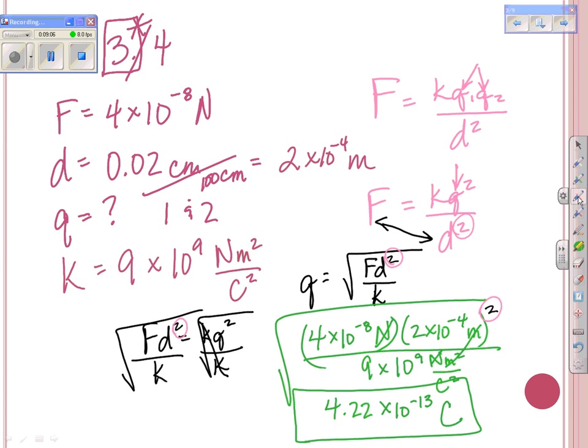So you will have to take 2 times 10 to the negative 4 squared times 4 times 10 to the negative 8, and then divide it by 9 times 10 to the ninth. After you take the square root of all of that, then you will get 4.22 times 10 to the negative 13th. Sorry about that.